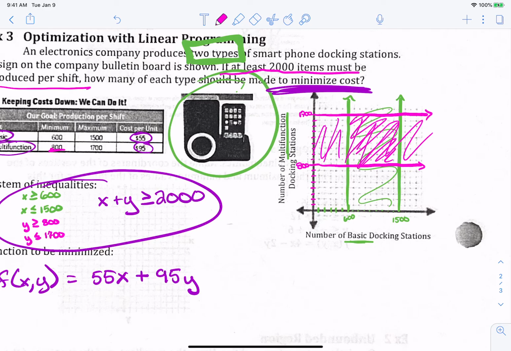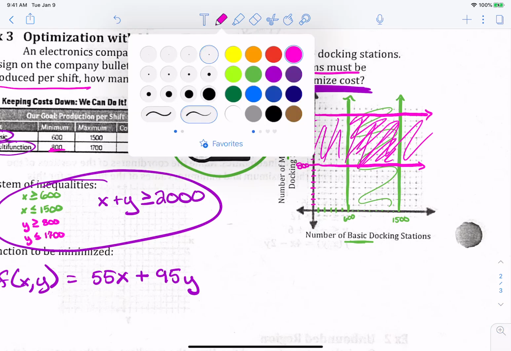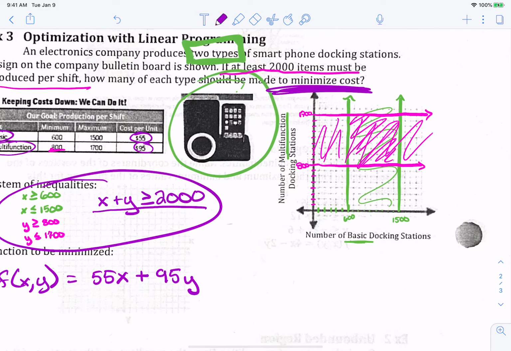Okay, but there's one more thing that we have to graph, and it is this guy. X plus y is greater than or equal to 2000, but I can't graph him yet because why? The x is on the side. He is invading. Minus x. So we have to subtract the x over.